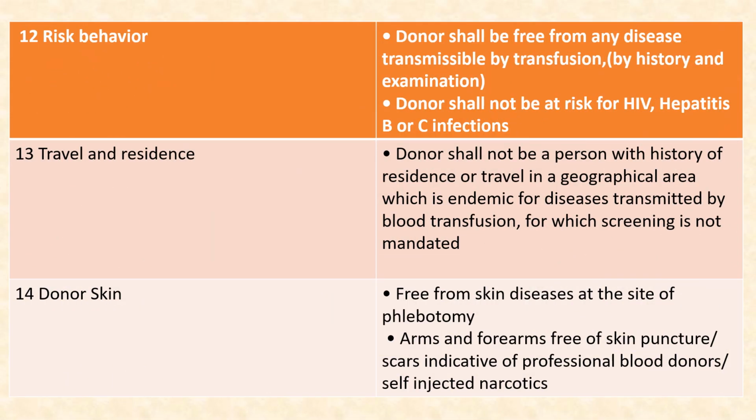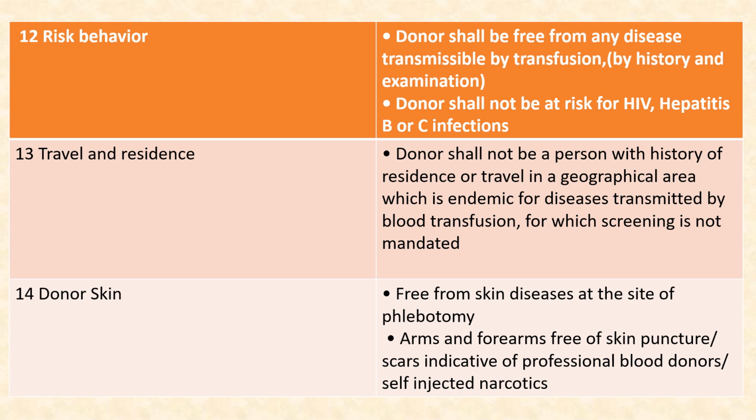Risk behavior: the donor shall be free from any diseases, especially from the TTIs. The donor shall not be at risk of HIV, hepatitis C and B infections. Then about travel and residence, the donor shall not be a person with a history of residence or travel in a geographical area which is endemic for diseases which are transmitted by blood.